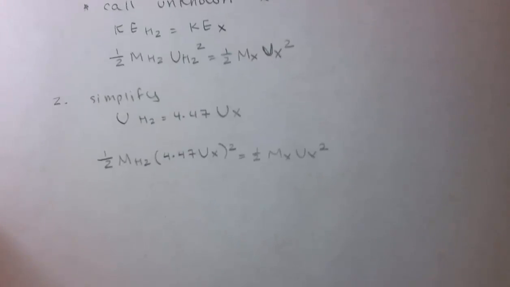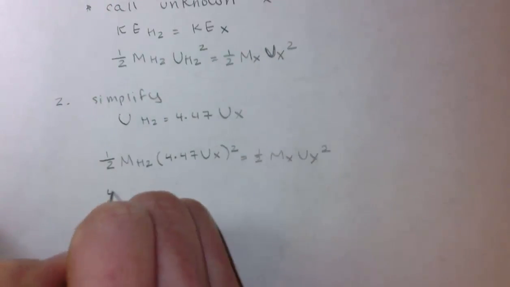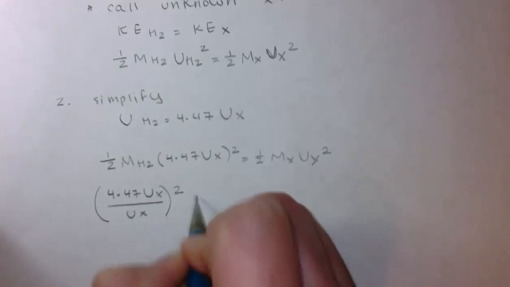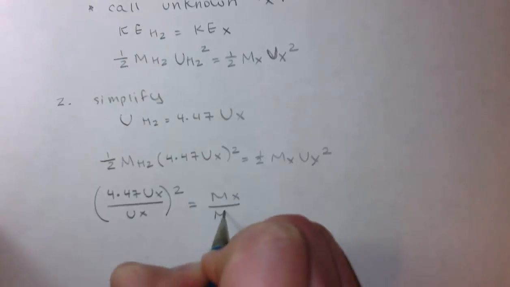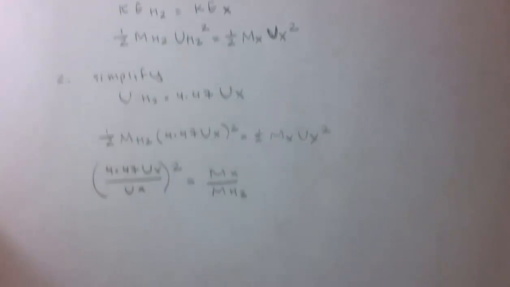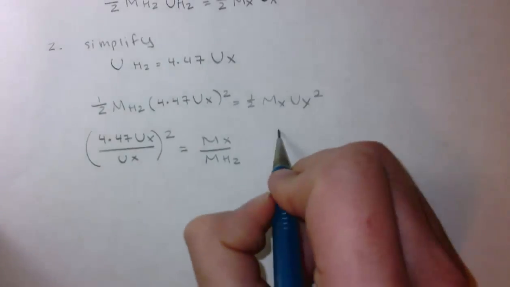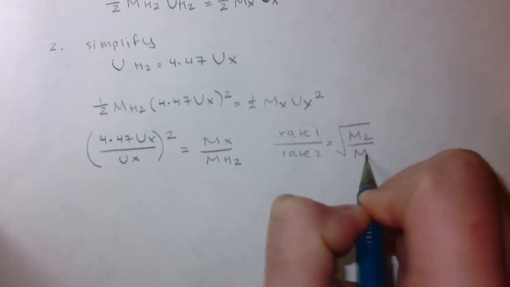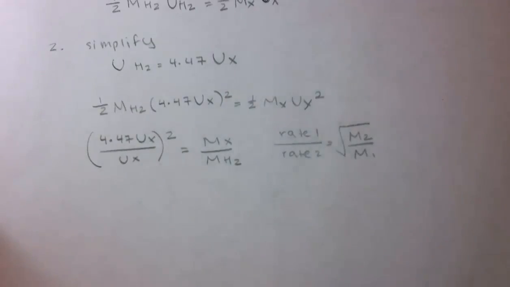And now that we have that, I'm going to simplify further to get that 4.47 times the velocity of our unknown divided by the velocity of our unknown all squared equals the molar mass of our unknown over the molar mass of our hydrogen. And so this is really similar to an equation that you may have memorized, that rate 1 over rate 2 equals the square root of the molar mass of 2 over the molar mass of 1, which you can use when you're looking at two different gases at the same temperature. And that's definitely valid to use in this situation. It's the same thing that I'm deriving with this equation. But sometimes during the test you don't remember these smaller equations, and it's easier to derive this from the main equation. So that's what I'm showing here.